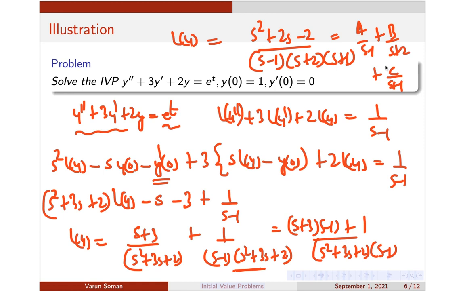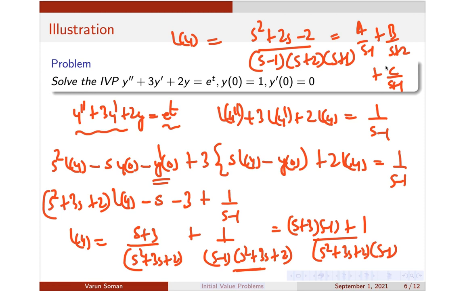Let me emphasize that there are also other methods to do this problem, but I'll be using this method because the convolution method is required, and we have not been introduced to that. We'll only introduce it in the last session. Since we have not studied that, I'll use the partial fraction method here. I hope this is clear. Now let us try to find the inverse Laplace transform.